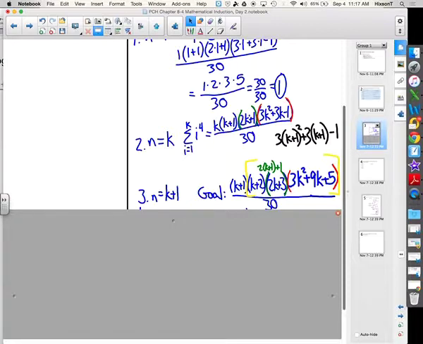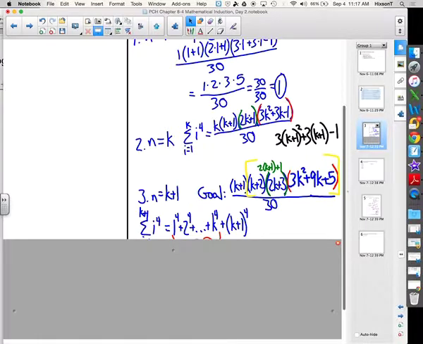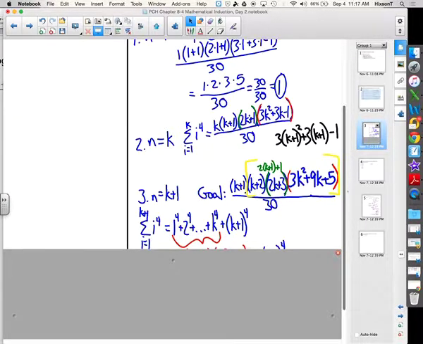Okay, so now we need to handle the left side of what we're trying to prove. So we're taking the sum from i equals 1 to k plus 1 of i to the 4th. So that's 1 to the 4th plus 2 to the 4th all the way up to k to the 4th, and then k plus 1 to the 4th power. And all of this, from 1 up to k, is what we just had in step 2.